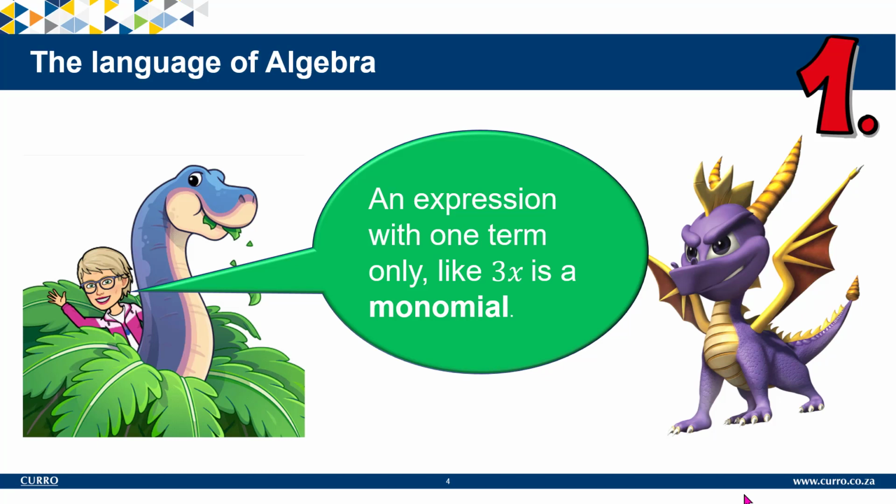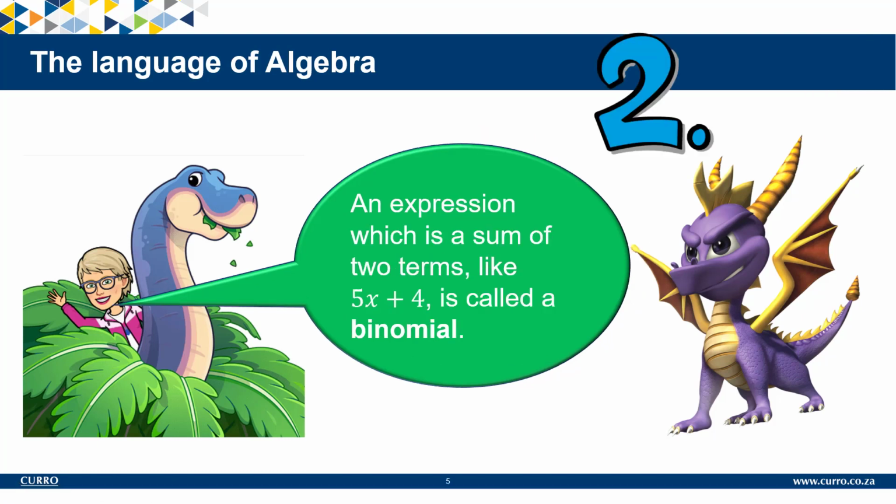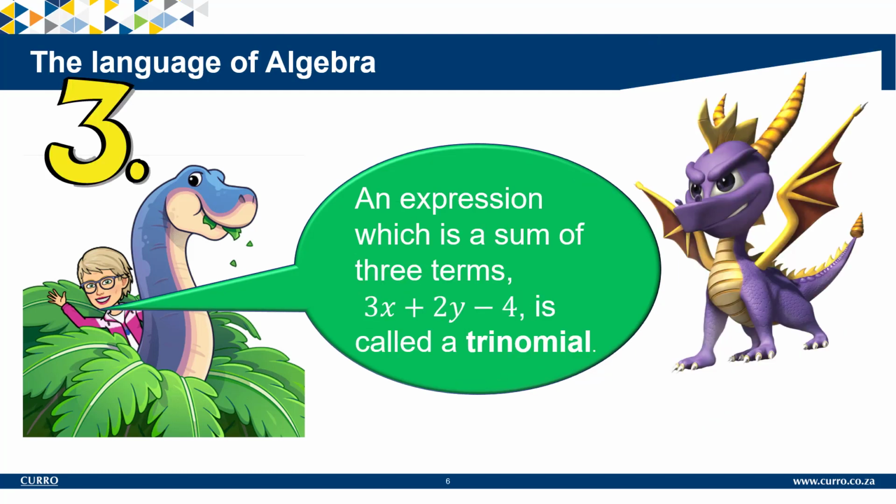An expression with one term only, like 3x, is called a monomial. Now guys, remember what a term is. In a term you can multiply and divide, but terms are separated by addition and subtraction. An expression which is a sum of two terms, like 5x plus 4, is called a binomial. So there are two terms. The word bi means two. An expression which is a sum of three terms, 3x plus 2y plus a negative 4, is called a trinomial. The word tri, like tricycle, means 3.